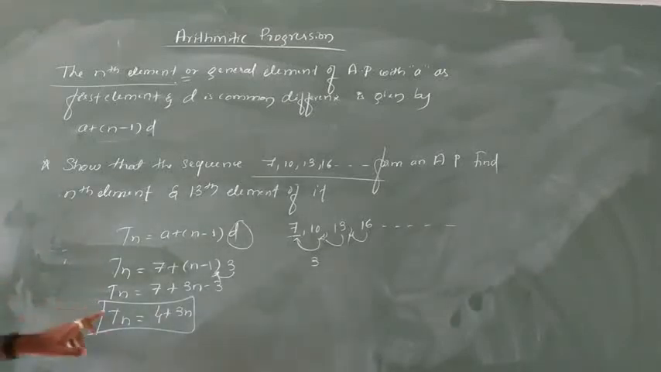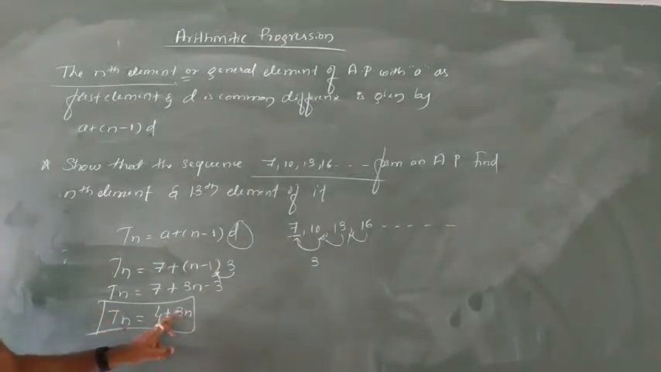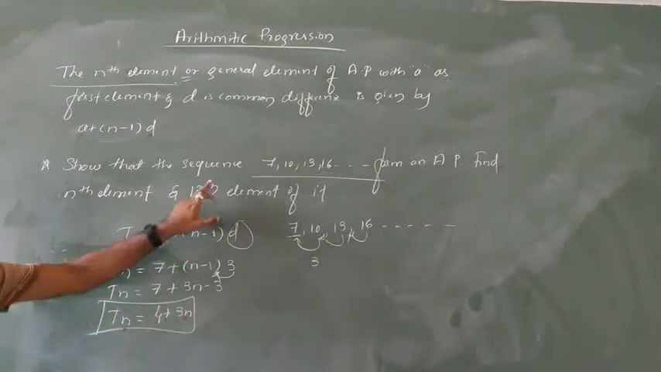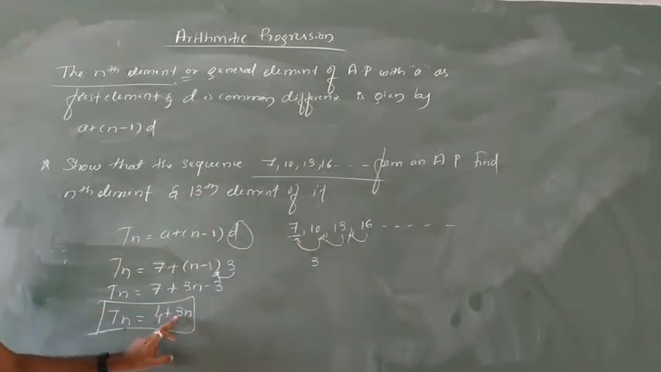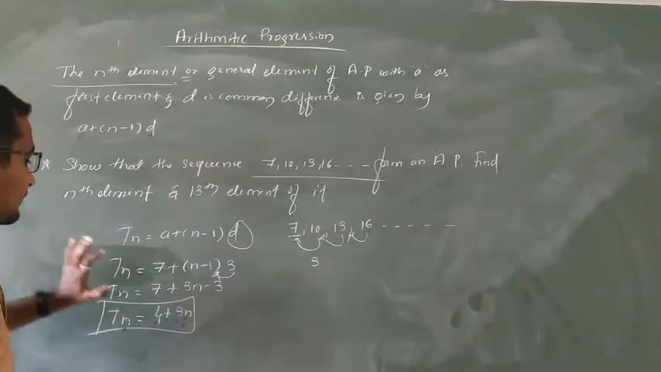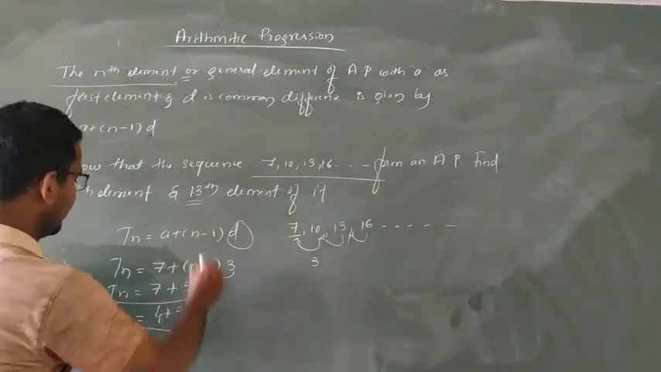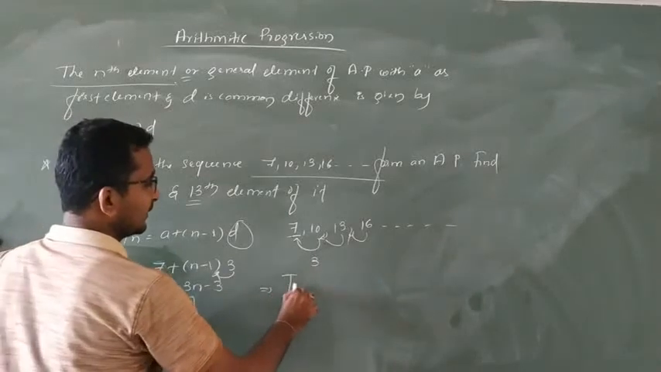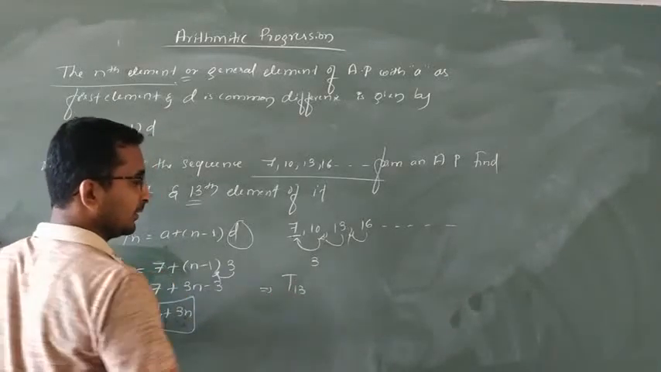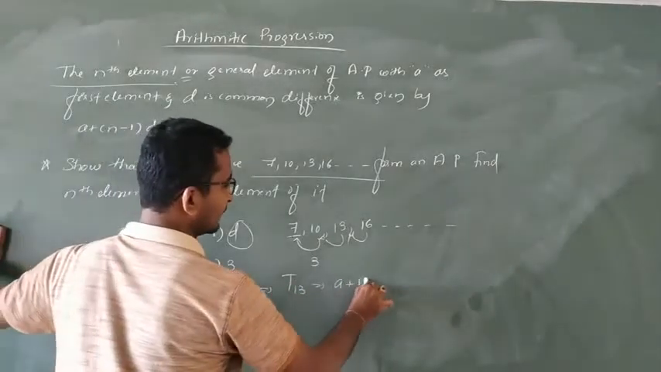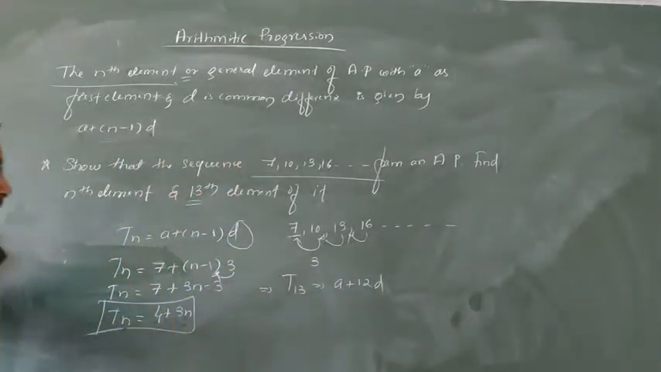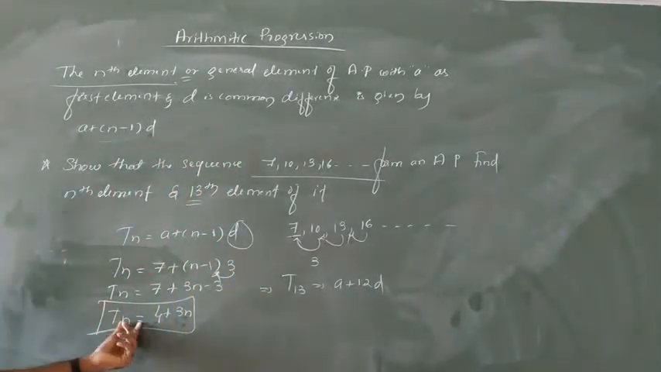If you substitute n is equal to 1, then what do you get? That is 3 into 1, that is 3 plus 4 is 7. If you substitute n is equal to 2, then what do you get? The 10, like that. This is the nth element. Then we have to find out the 13th element. The 13th element is nothing but T13, or else you can write it as 7 plus 12D also. No problem. Or else directly you can substitute n is equal to 13.